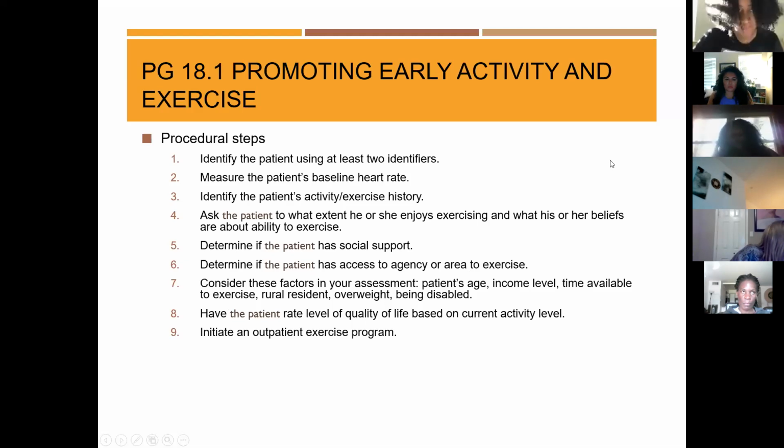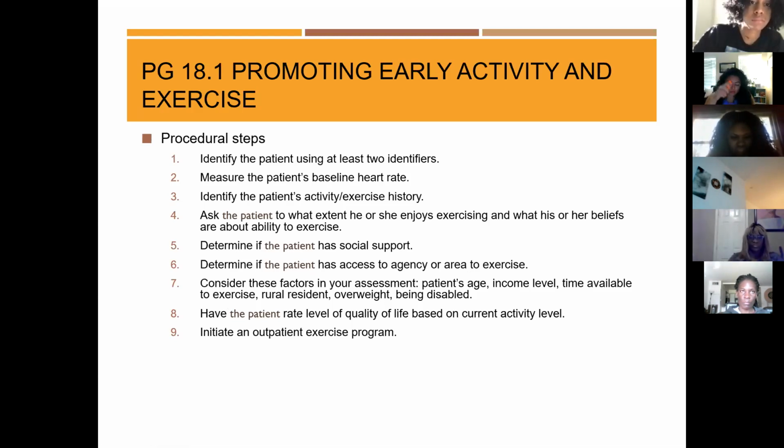All right, so now we're going to promote some early activity and exercise for a patient. It's the same thing that we do for every other thing that we do. Make sure you identify your patient, right? If your patient is getting up out of bed, it's a great idea to get a set of vital signs first. All right, we want to see what their baseline is. We want to see what's going on, how they're doing, and move accordingly, right? If we're going to exercise our patient, we want to know if they have a history of exercising. What kind of exercises do you do? How long do you exercise, right?